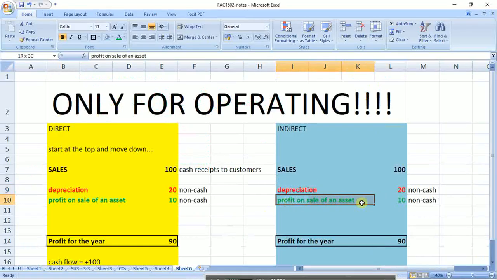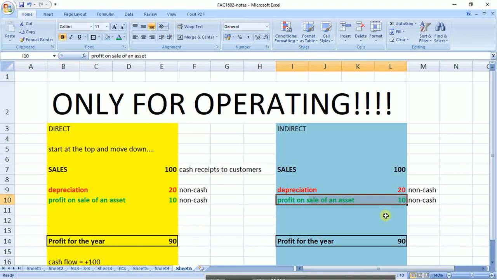Then I've got profit for sale of an asset. So now, is that cash flow? No. It's not. Why? It's an accrual. You created a profit on sale of an asset line item when you sold the asset for more than its book value. But what money is still coming into your bank? Yeah, but it's investing, not operating. If I sell an asset, the cash flow from selling the asset is investing, not financing, not operating.